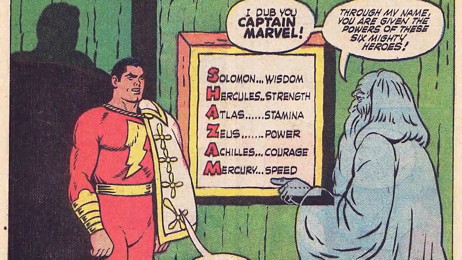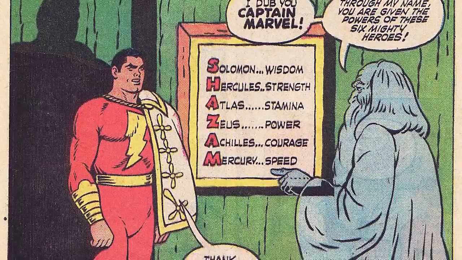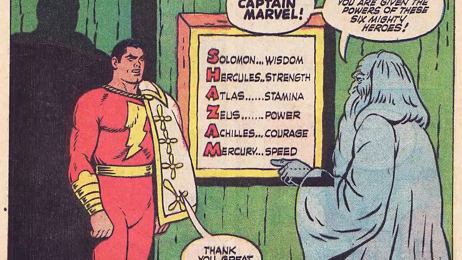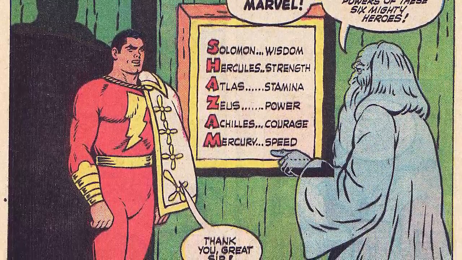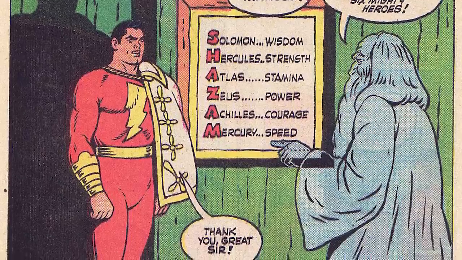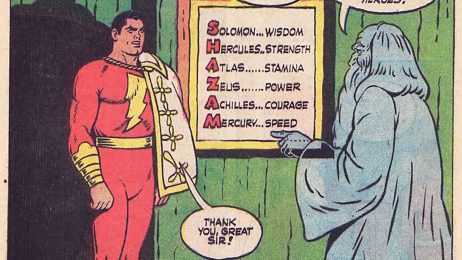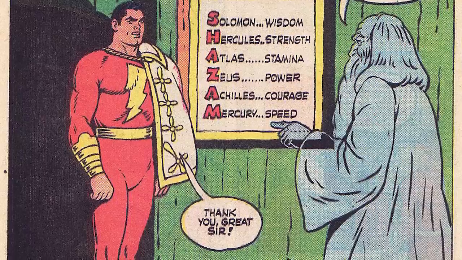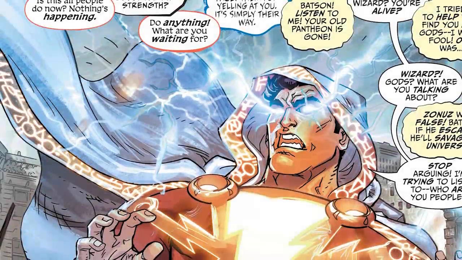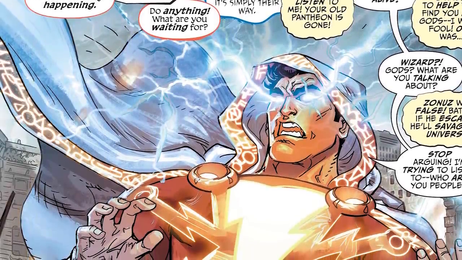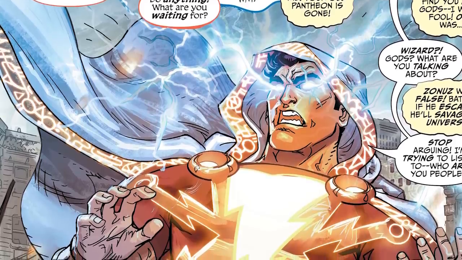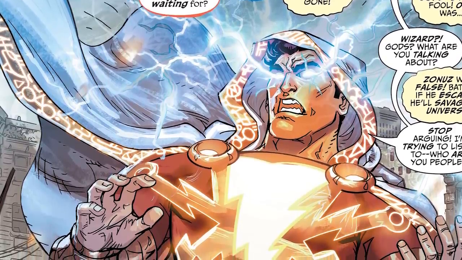Originally, it was based off the idea that each letter stood for a particular character that he gained his powers from. So S was the wisdom of Solomon, H was the strength of Hercules, A was the stamina of Atlas, Z was the power of Zeus, A was the courage of Achilles, and then M for the speed of Mercury. And that was really it. The characters that he's gotten his powers from have changed over time, especially when you get into Darkseid War. It's a whole new host of gods. But by and large, it always stays the same.